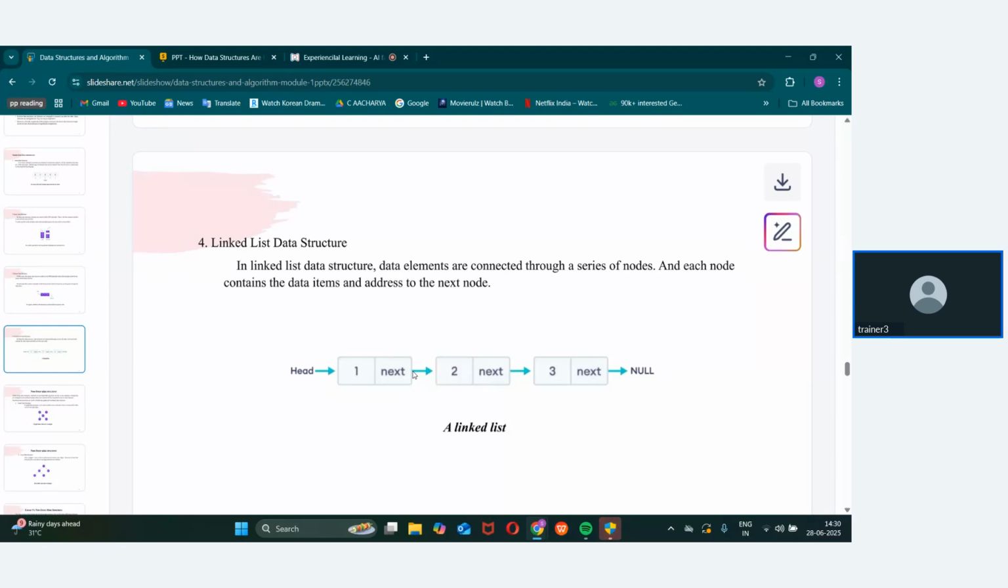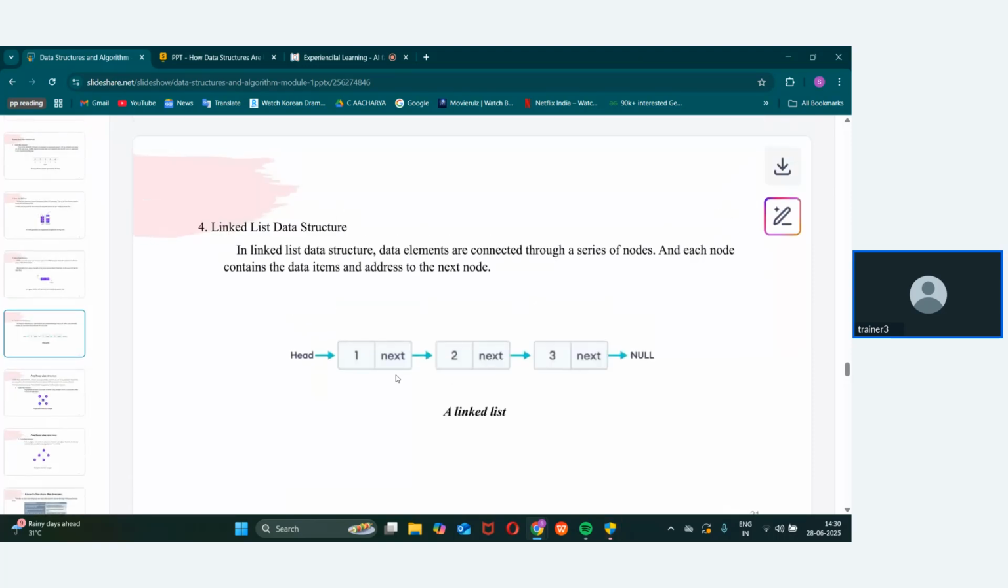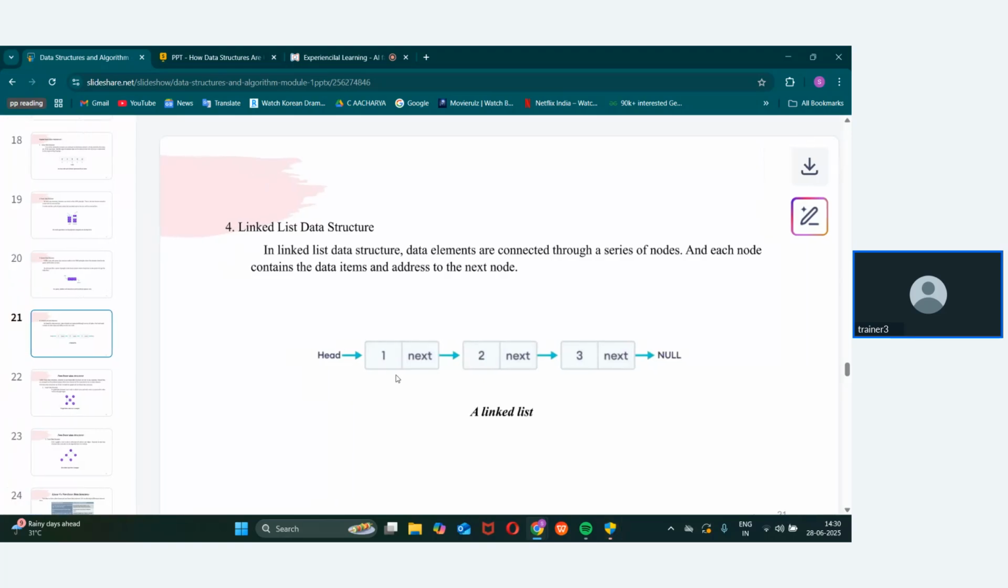the tail contains the data item. So this is how a linked list looks. Also in linked lists, we have several types. See this for a minute. I'll tell you various examples and various types of linked lists.